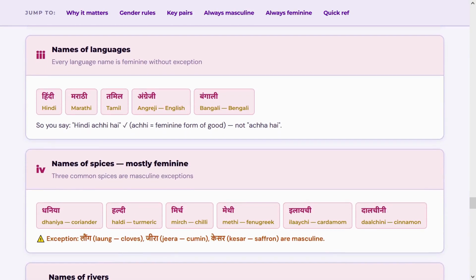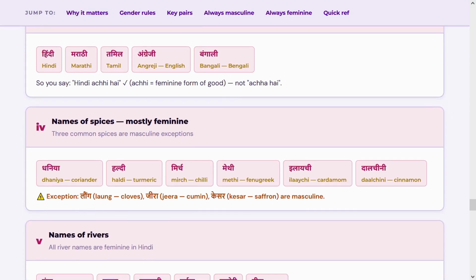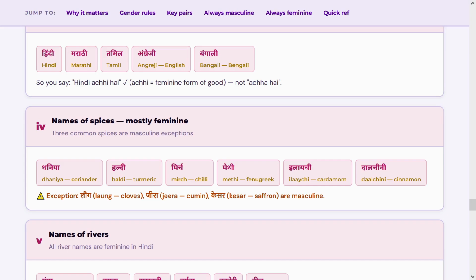Names of spices. Spices are mostly feminine. There are some masculine exceptions. So the feminine ones are dhania, coriander, haldi, turmeric, mirch, chili, methi, fenugreek, ilaichi, cardamom, dalchini, cinnamon. Exceptions are laung, cloves, jeera, cumin seeds, and kesar, saffron, which are masculine.